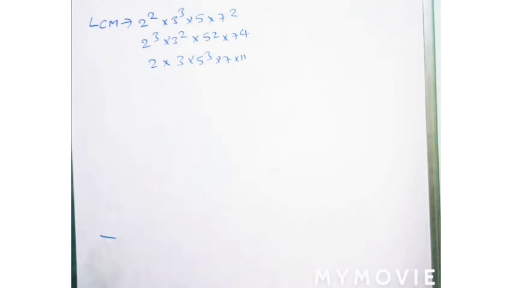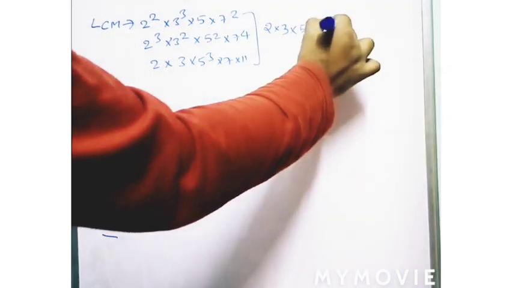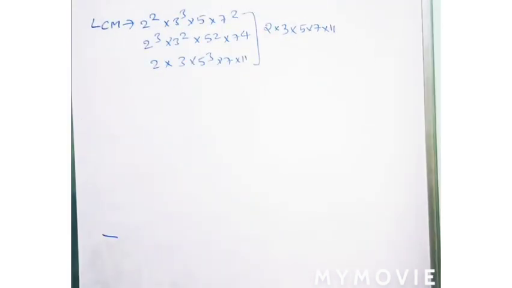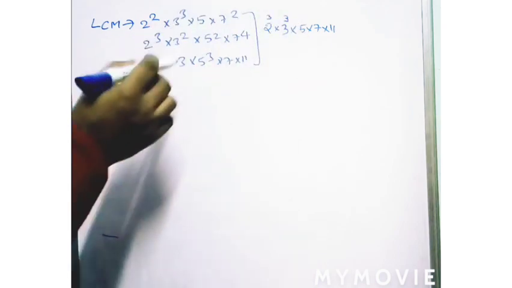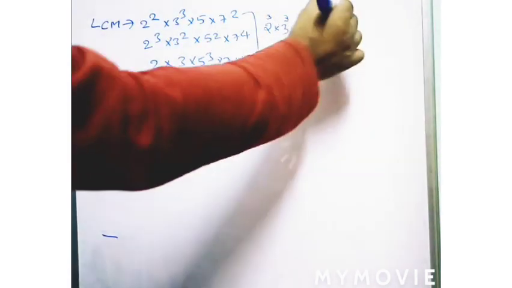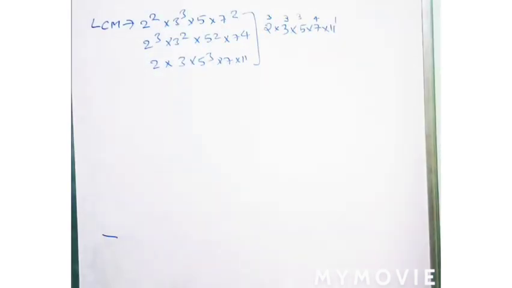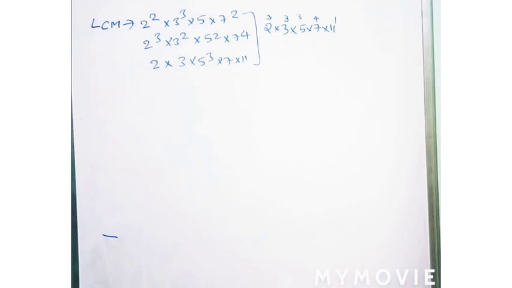Now we are going to take the factors. How many factors are there? 2, 3, 5, 7 and 11. We take all of 2, 3, 5, 7 and 11. What are the highest powers of all these factors? The highest power of 2 is 3. The highest power of 3 is 3. The highest power of 5 is 3. The highest power of 7 is 4. The highest power of 11 is 1. When we multiply all these, we get the LCM.